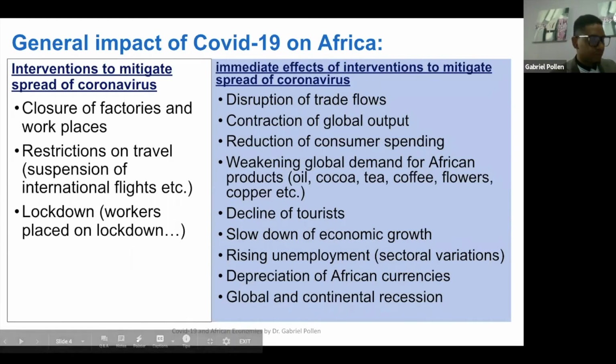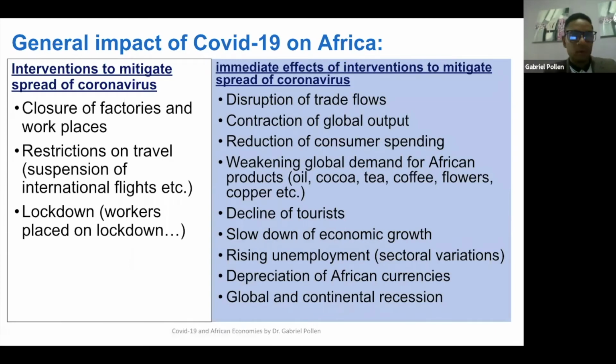So what are some of the interventions that have been mounted in order to address the COVID-19 pandemic? So we see that what some countries have done, China, for example, is to close some factories and workplaces in general, to impose restrictions on travel, which has involved suspension of international flights, sometimes even movements of people domestically. So lockdown measures have been put in place across the world. So these are interventions that have been put in place in order to mitigate the spread of the coronavirus.